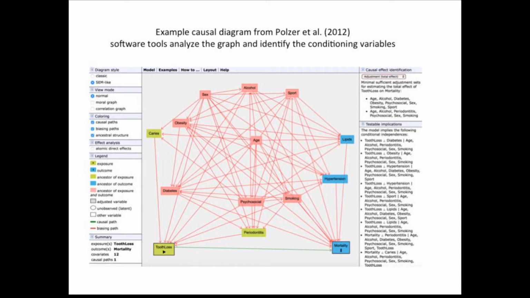Either age, alcohol, periodontitis, psychosocial factors, sex, and smoking, or this other one. And if you do that, if you condition on this set of variables, if you can measure all those things well enough, what's left, the association you observe between tooth loss and mortality will tell you how much tooth loss affects your risk of dying. So that's what this does.